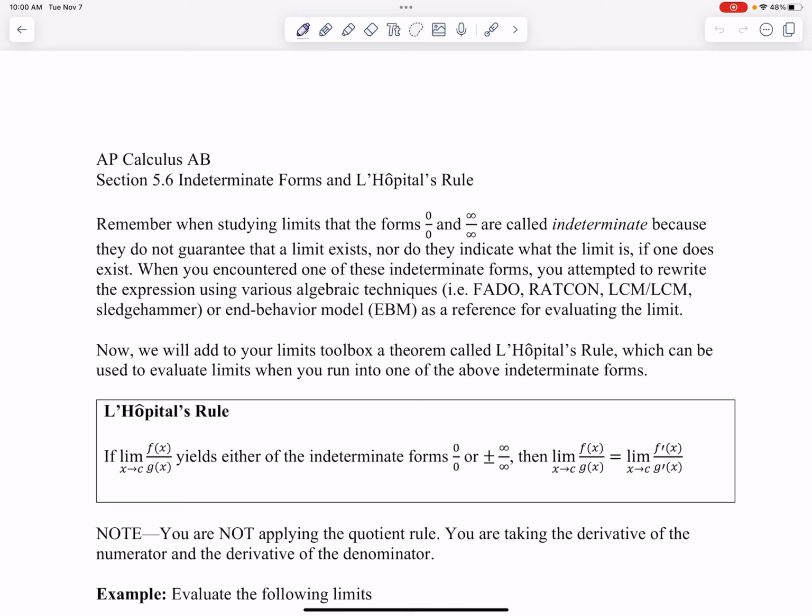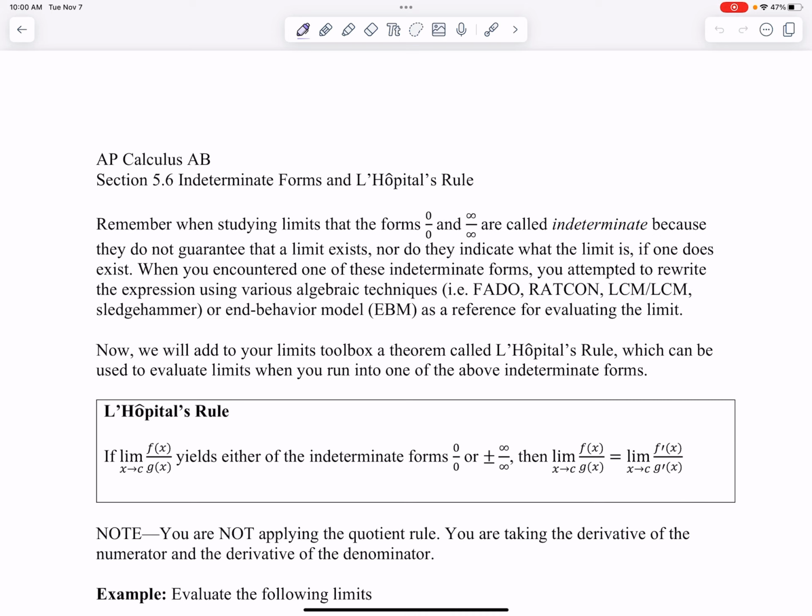And in your toolbox at that point, you use different algebraic techniques, so like factoring, rationalizing, LCM over LCM, sledgehammer, right, brute force in order to try and get rid of that common factor that was causing the 0 over 0. Or for limits as x approached positive or negative infinity, we used the end behavior model as our reference for evaluating the limit, which we'll still end up using with this new method for evaluating limits called L'Hopital's rule. But using L'Hopital's rule will just give us kind of simpler end behavior models to reference.